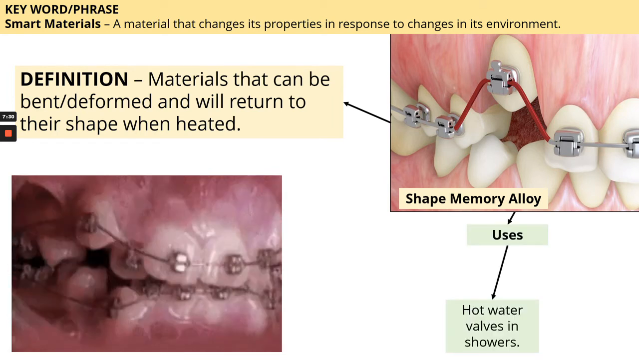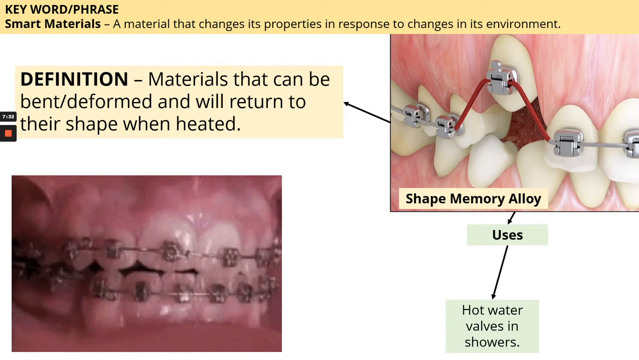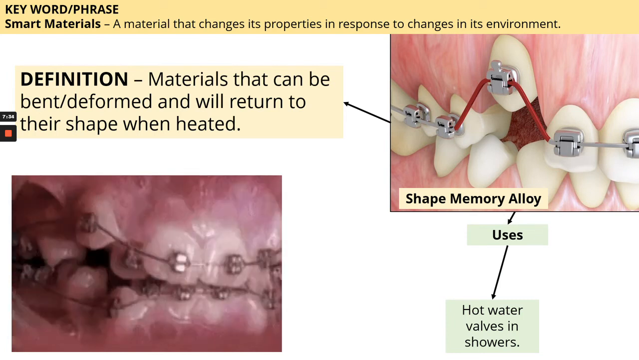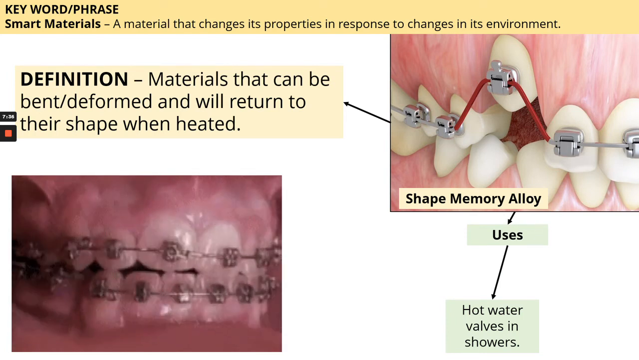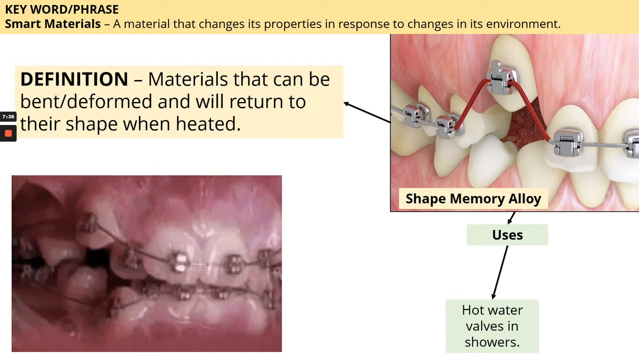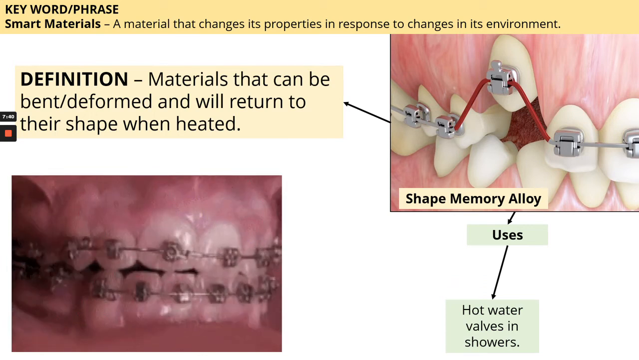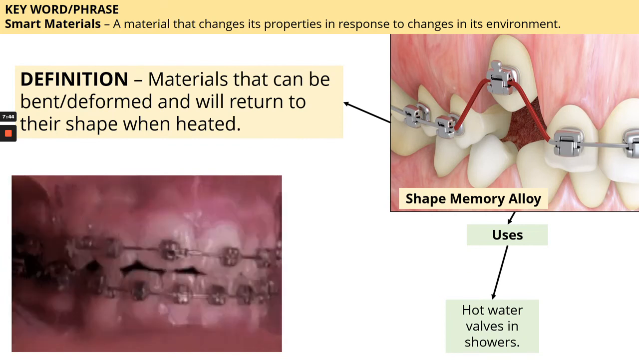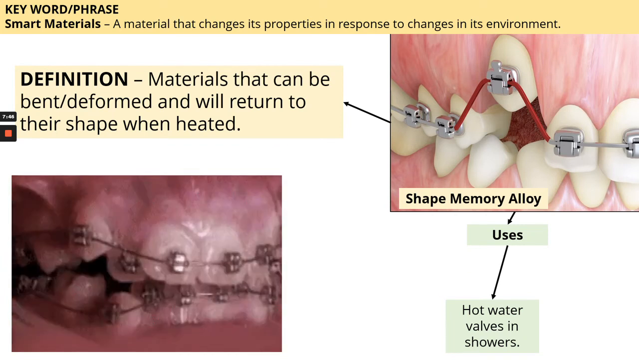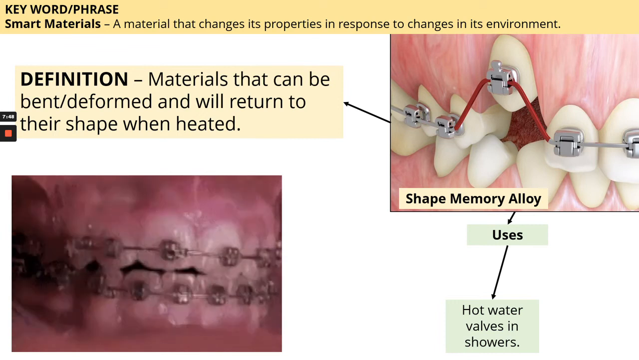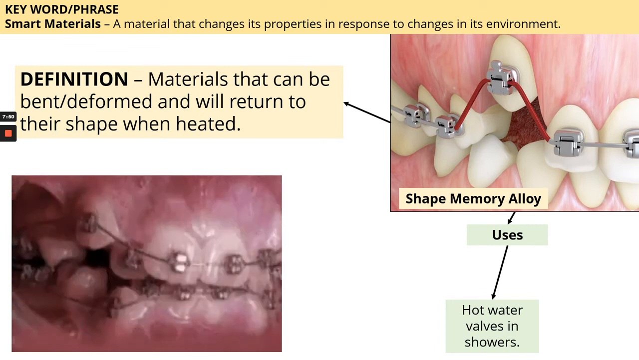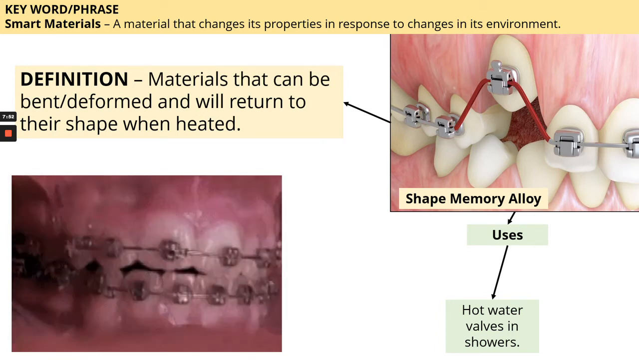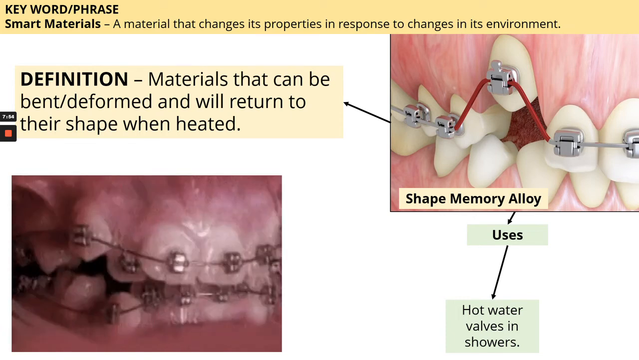So common uses are for hot water valves in showers. As hot water starts passing through the pipes, the valve will start to open up with that added heat to allow the hot water through. But when you're using the cold tap, it will cool down the metal, so it will go back into its original shape.